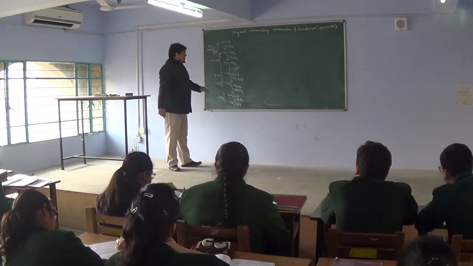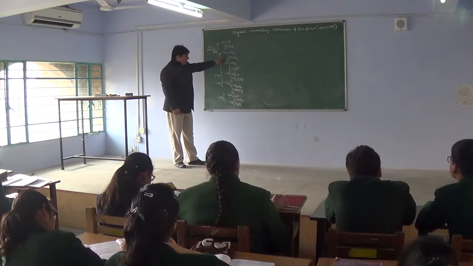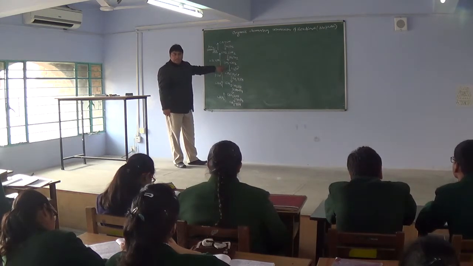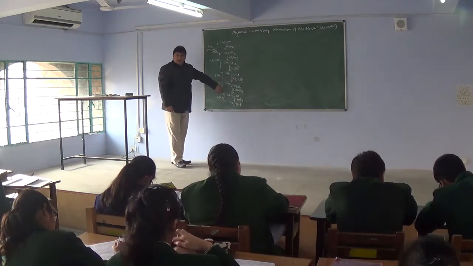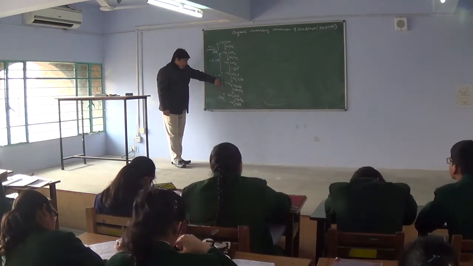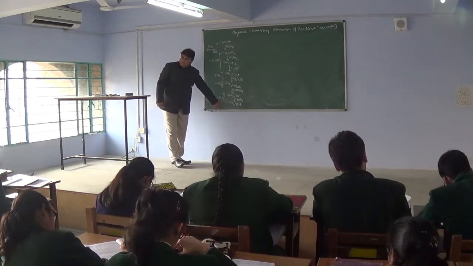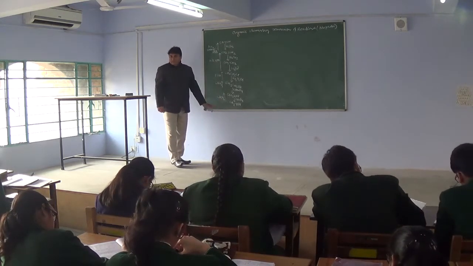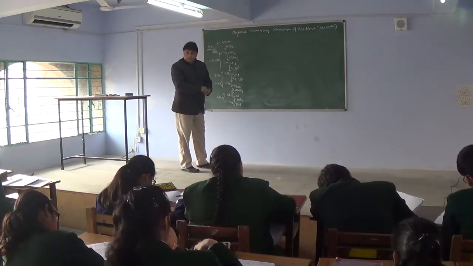So how will you proceed? Alkyne into alkene, alkene into alkane, alkane into alkyl halide, alkyl halide into alcohol, alcohol into aldehyde, aldehyde into carboxylic acid. You remember this path. Here, let us take an example on this proceeding.